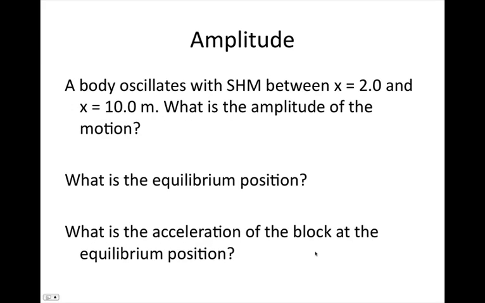Okay, a question. A body oscillates with simple harmonic motion between x equals 2 and 10 meters. What is the amplitude of the motion? What is the equilibrium position? And what is the acceleration of the block at the equilibrium position?